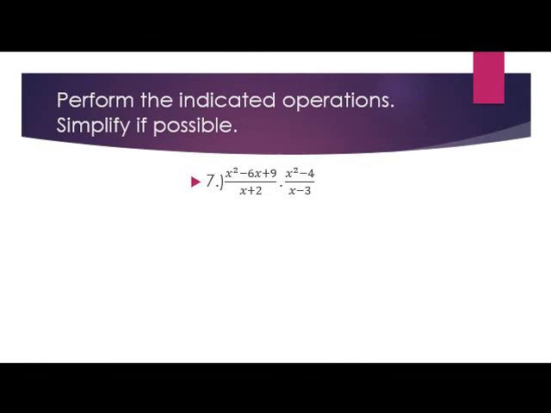Factor all the parts of these fractions. The top left factors as (x minus 3) squared, so I'm going to write that twice, and the top right factors as (x plus 2)(x minus 2).